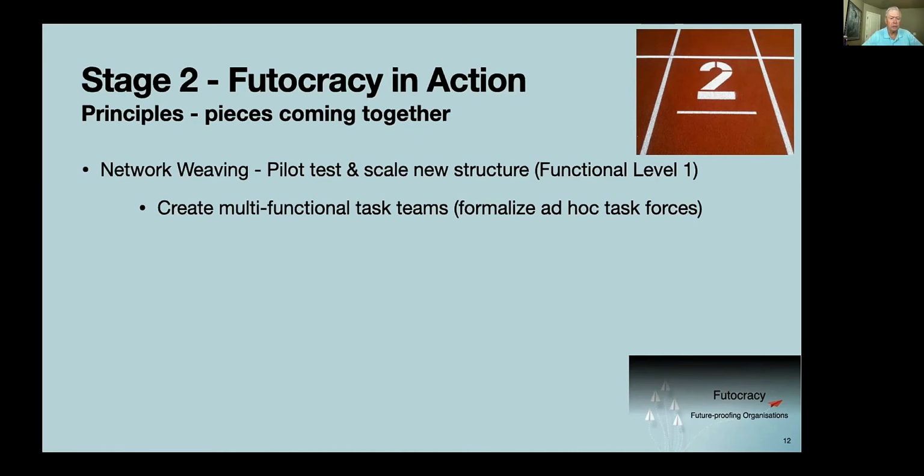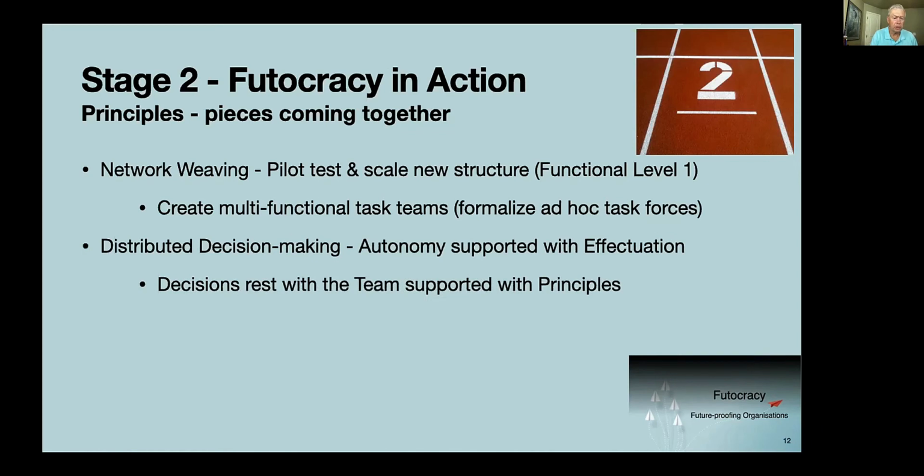It also involves starting to create multifunctional task force teams that can be really looking at the organization, starting to address problems, create cross-organization linkages, such that the focus here then is how to create the network that may be informal, but make it more explicit here.